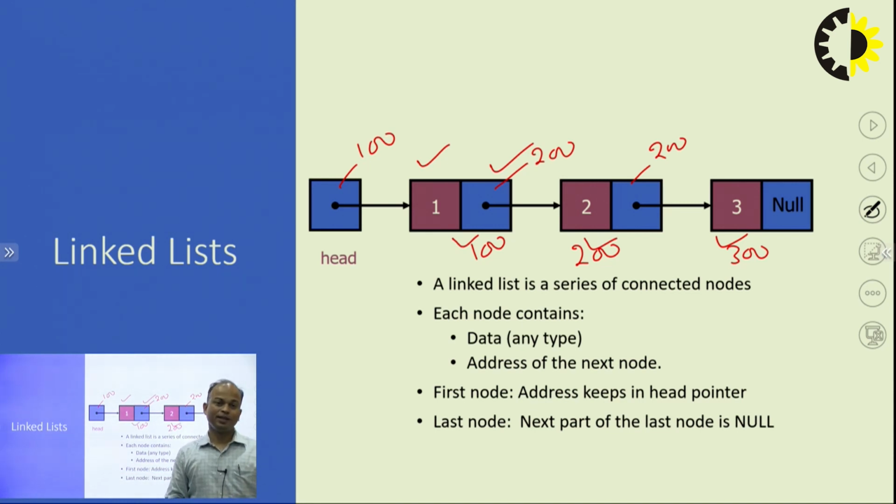Moreover, the next address part of the last node always has the value null. So we are mentioning the null pointer here. Null means our linked list has been completed. In this way we can represent the linked list.